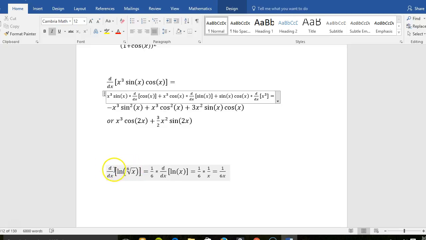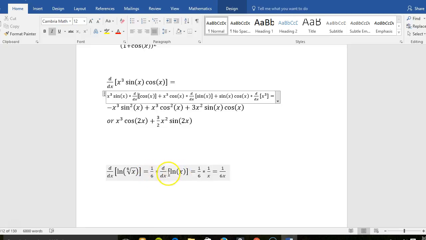It does a high jump. By algebra, it can jump in front of the natural log right here. And by the rules of calculus that we've already discussed, it can jump in front of this derivative right here. It's a constant. Remember, the derivative of a constant times something is just the constant times the derivative of that something. So the multiplicative constant can jump out in front of the derivative by calculus.